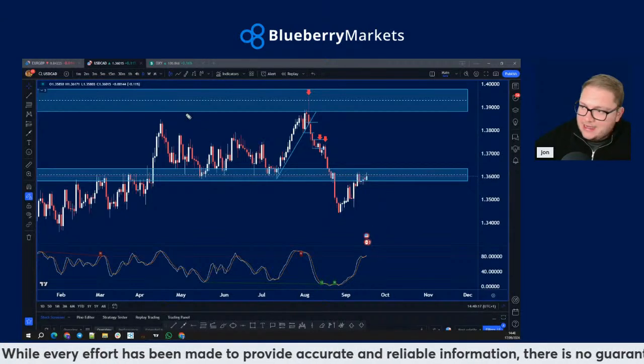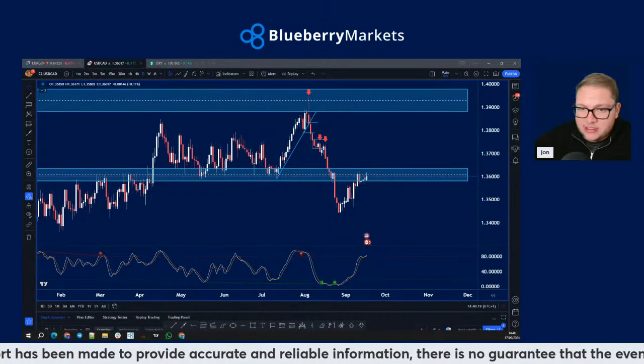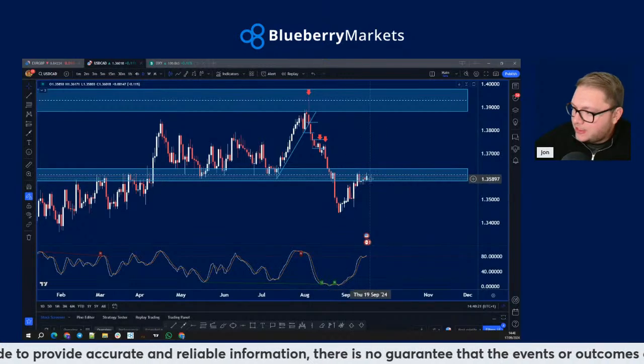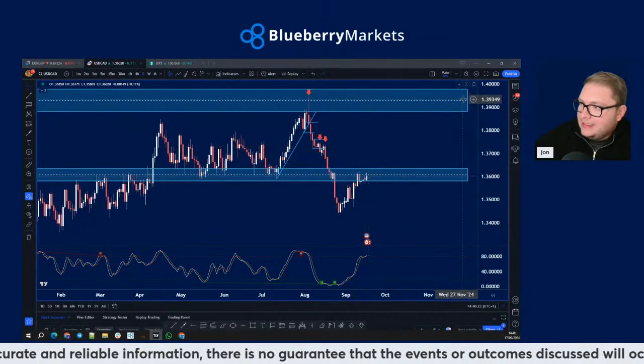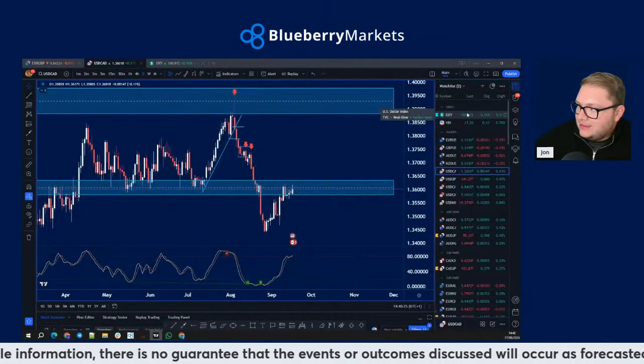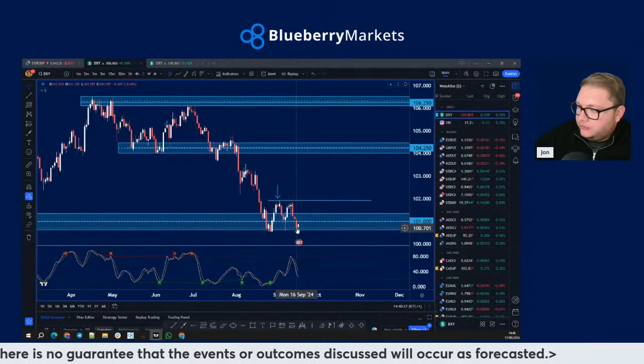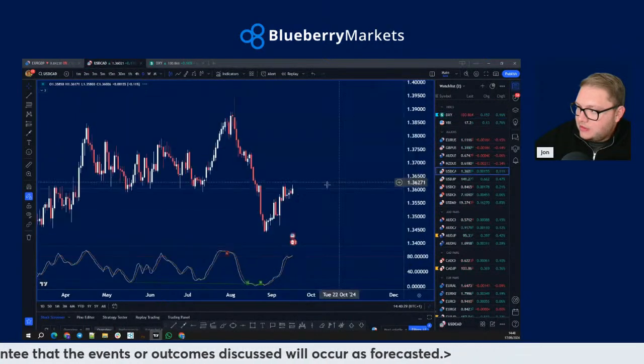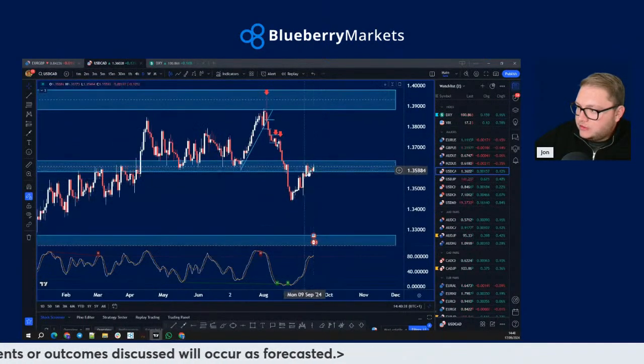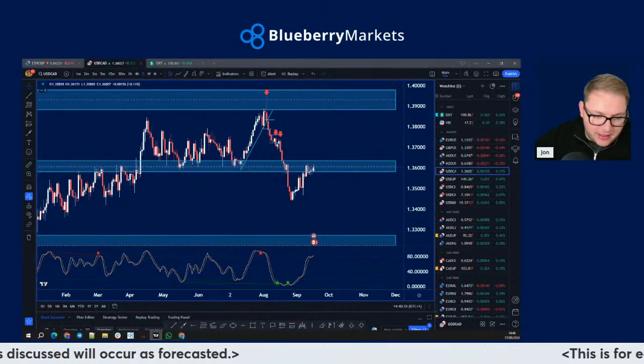What is this going to take? It's going to take the Canadian dollar to get stronger. It's going to take the US dollar to get weaker. Yet your dollar index is at major support, right? So we're going to need something incredible to take that away from there.